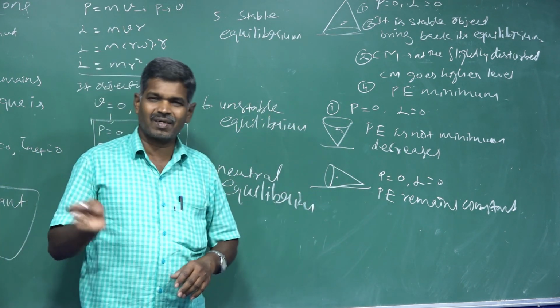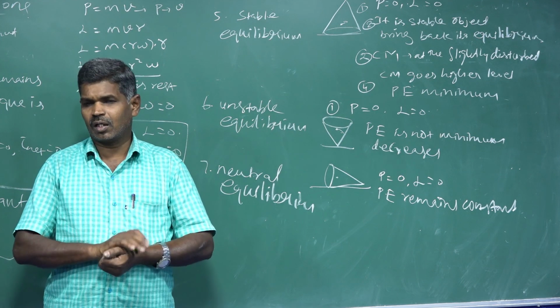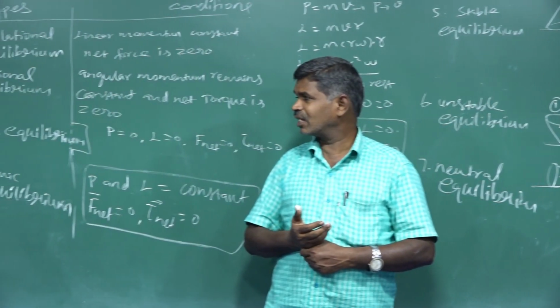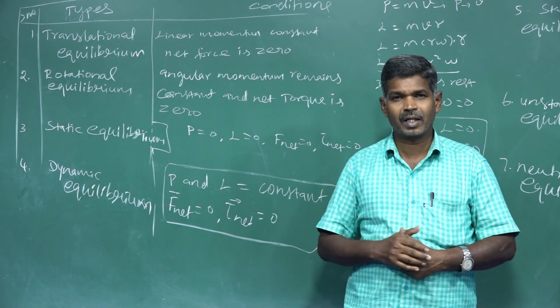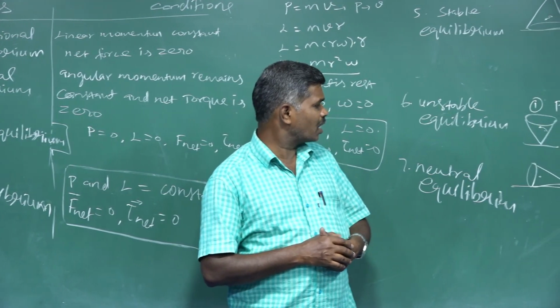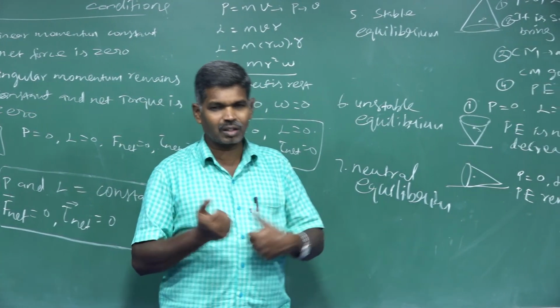We have 7 types of equilibrium: translational equilibrium, rotational equilibrium, static equilibrium, dynamic equilibrium, stable equilibrium, unstable equilibrium, and neutral equilibrium.